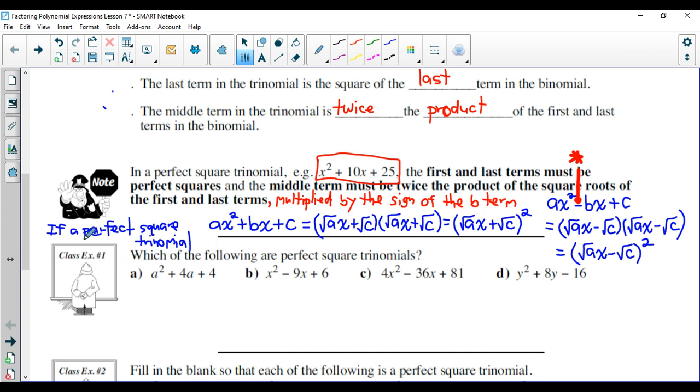Okay, now the first example says determine whether or not these are perfect square trinomials. Basically if it's a perfect square trinomial, it needs to meet the following criteria. Okay, so we'll clarify this up here too. One, the first and last terms must be perfect squares.